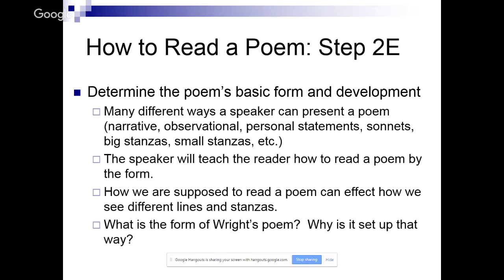And Wright's poem kind of follows that pattern. We have a beginning, middle, and end, where we have a single idea per stanza that backs up an overall idea.